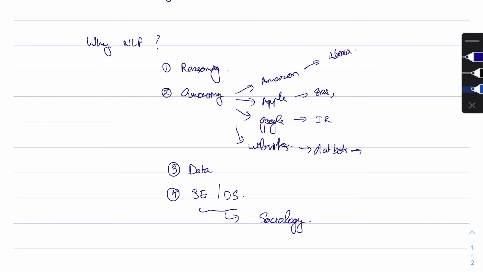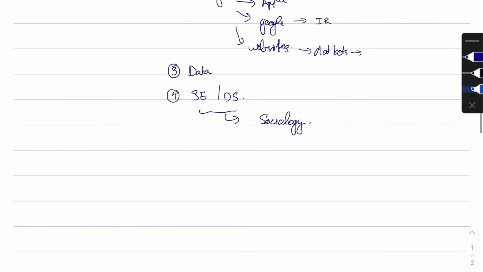It's also used in humanities, and it's used in a lot of places. Like if you are performing data analytics, or if you are trying to understand any data, you might probably have to use NLP. So yeah, that's why you should go for NLP.